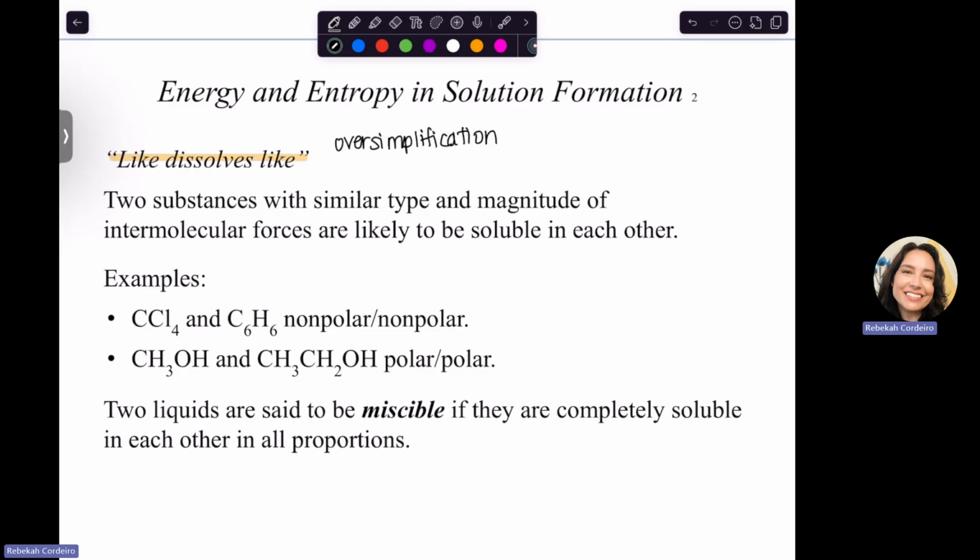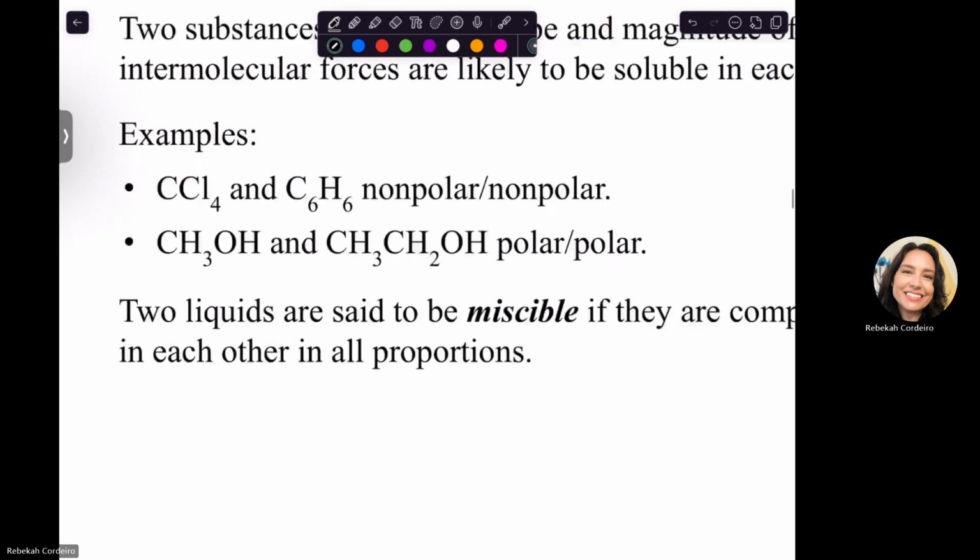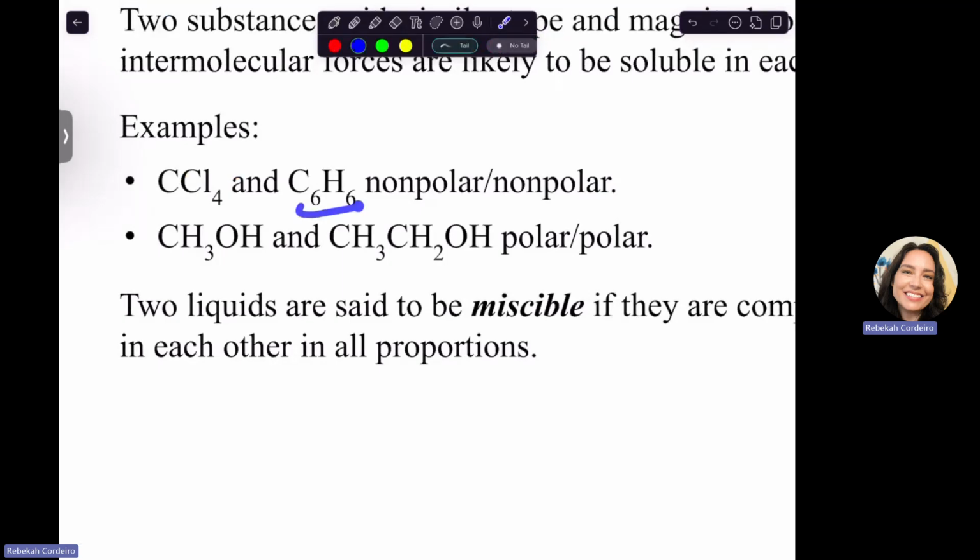So two substances with similar magnitude of intermolecular forces or polarities are more likely to be soluble in each other. So for example, carbon tetrachloride and benzene are nonpolar, so they will mix together because they're both nonpolar. All they have is LDF only. So if you're nonpolar, you only have London dispersion forces. So they know how to talk to each other. They're similar. Oh, I see you. You're the same as me. You don't have any of that hydrogen bonding or dipole-dipole going on with you.